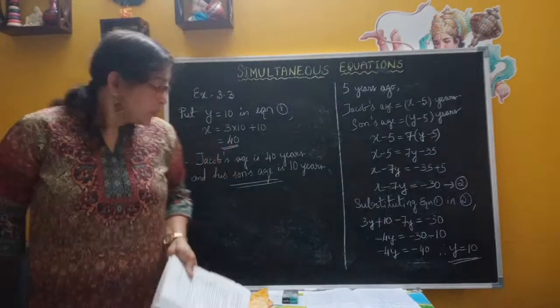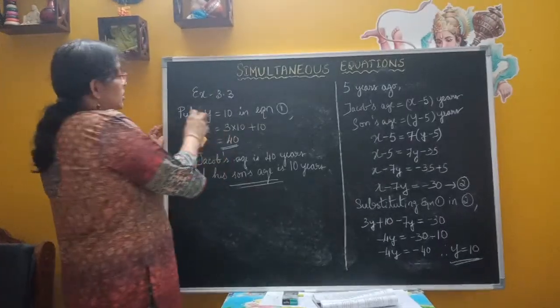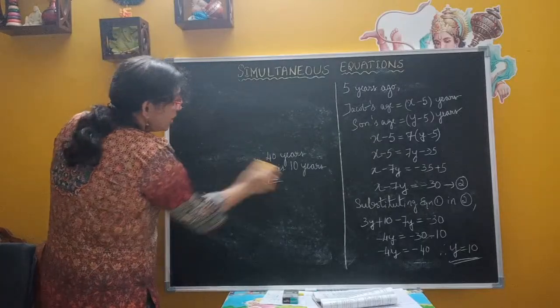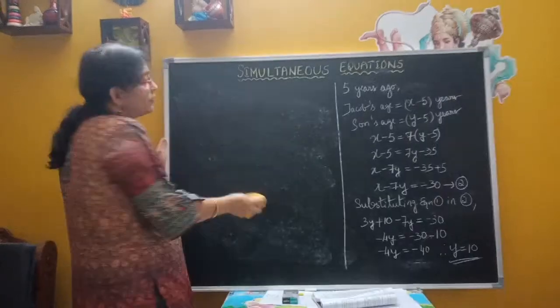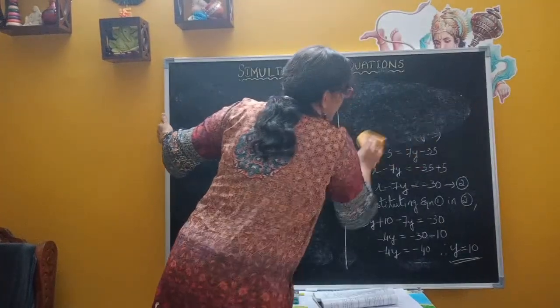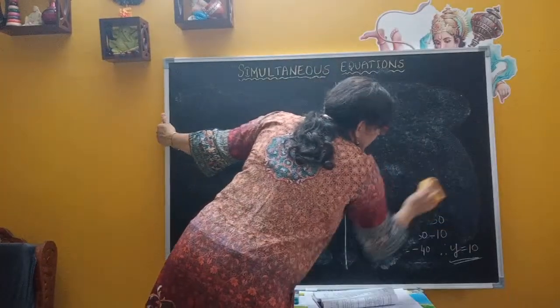So now let us go for another algebraic method to solve linear equations in two variables. Which is that method? That is called the elimination method. The first method was the substitution method. By substituting one equation in another, we get the solution in that method. Now this is the elimination method.